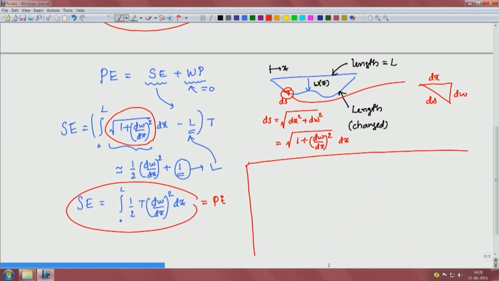Now, we can write Hamilton's principle. The action integral is kinetic energy minus potential energy, which is equal to the strain energy. Here we write the integral from 0 to L of half rho w dot square minus half T w prime square, where w prime is dw by dx. This whole thing over dx is the action integral.